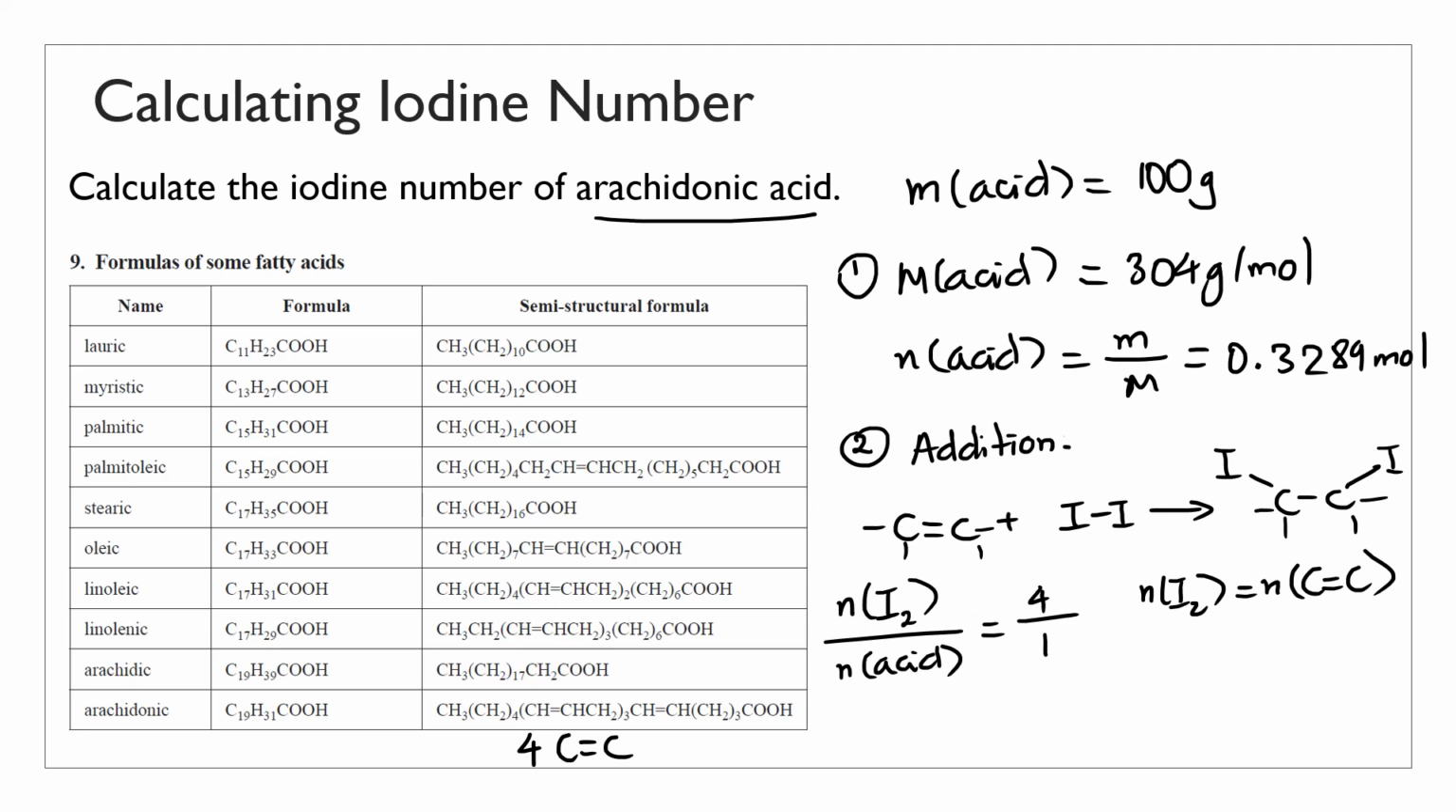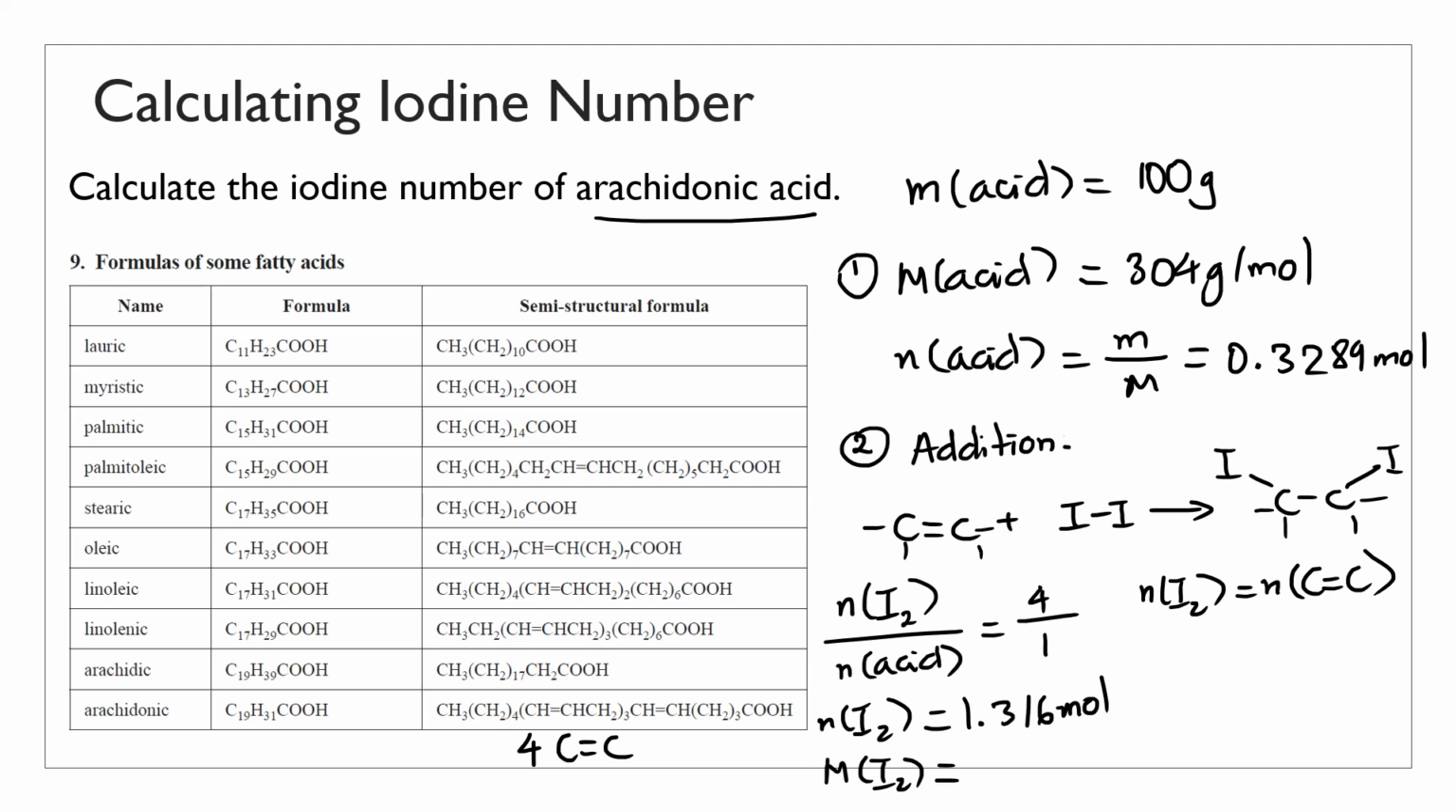So if the number of mole of iodine equals the number of mole of CC double bond, then in this particular case, the ratio between iodine and the acid will be 4:1 because there are 4 CC double bonds present in the acid. So number of mole of iodine is just going to be 4 times the value I found earlier, and you get 1.316 mole or something like that. And I just need to find the mass of iodine, which is the definition of iodine number. So I need to find the molar mass. This is another potential part for mistakes because people just look at the molar mass of one atom and forget to double. So you have to double.